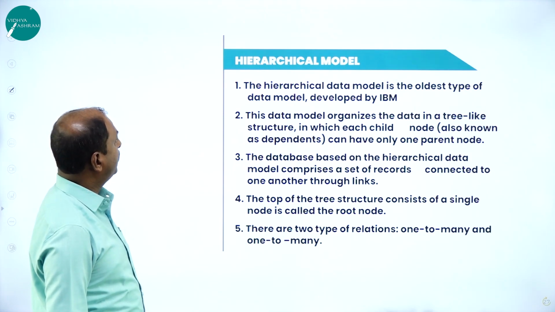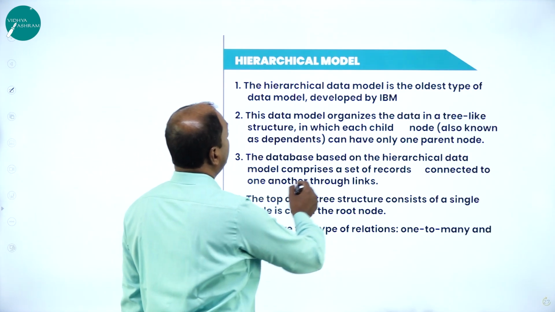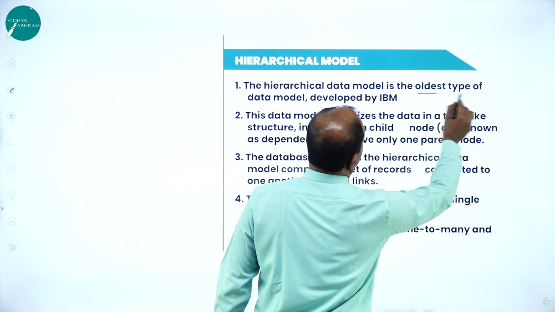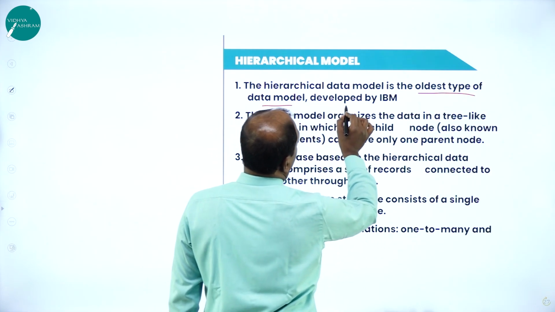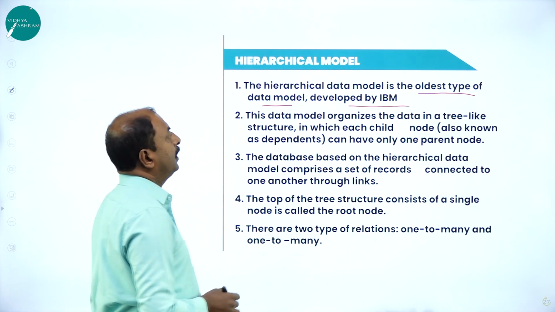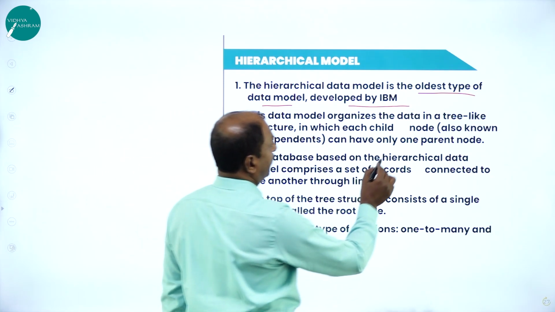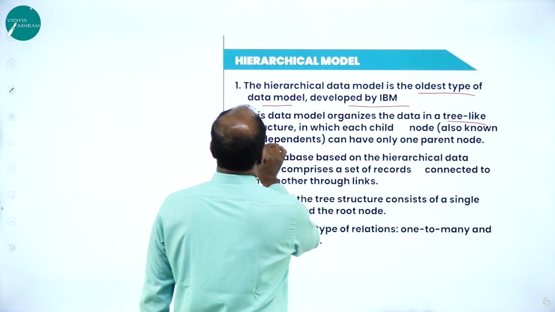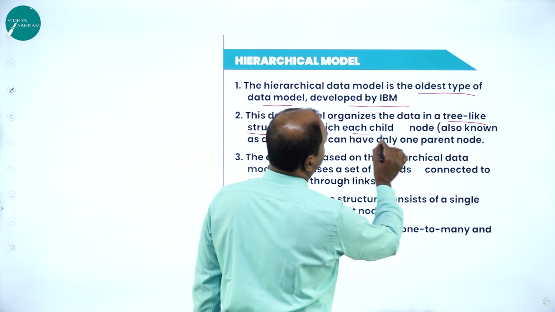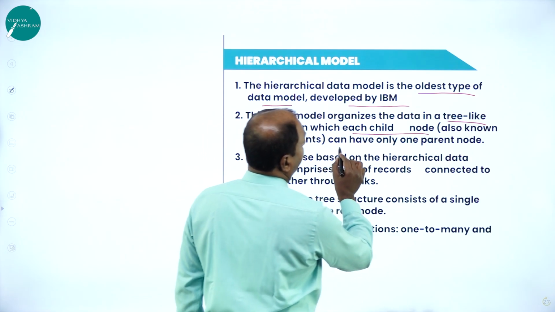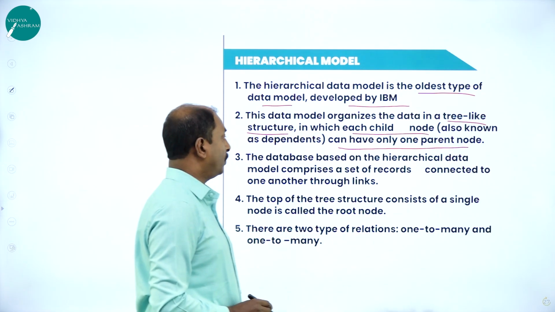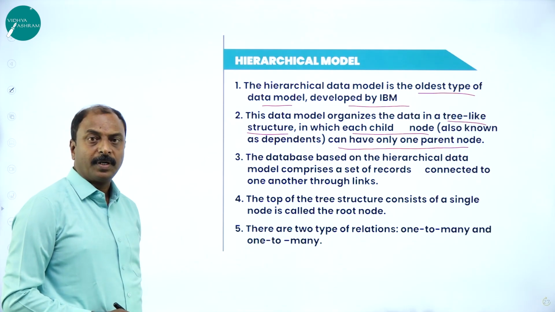Now let us see the definition of the hierarchical model. It is the oldest type of data model, developed by IBM. The data model organizes the data in a tree-like structure in which each child node can have only one parent node. So this is how a hierarchical model works.